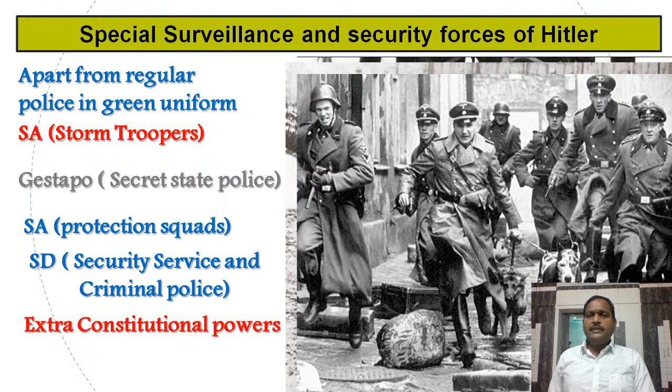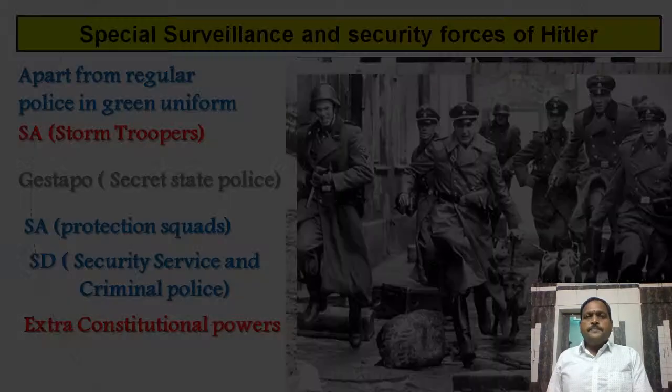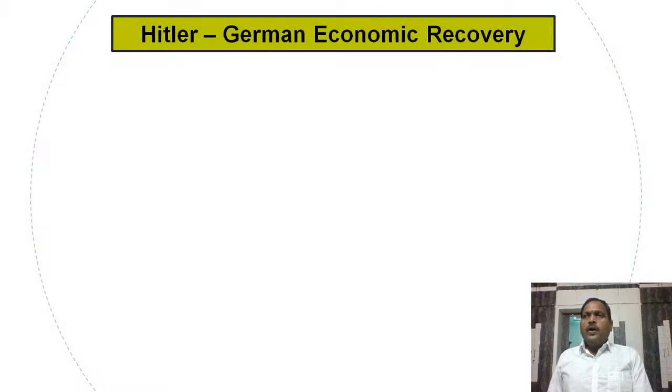All these forces were given extra-constitutional powers. So they could arrest anyone or send anyone to any place, that means to the concentration camps. They were given unlimited power. So, first, he set himself up as the dictator of Germany.